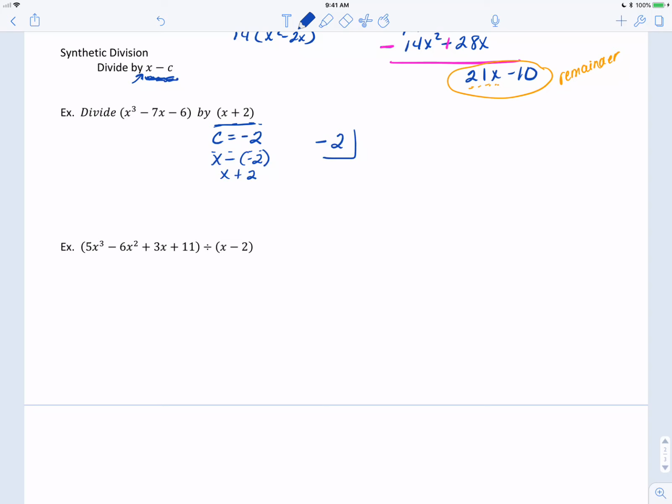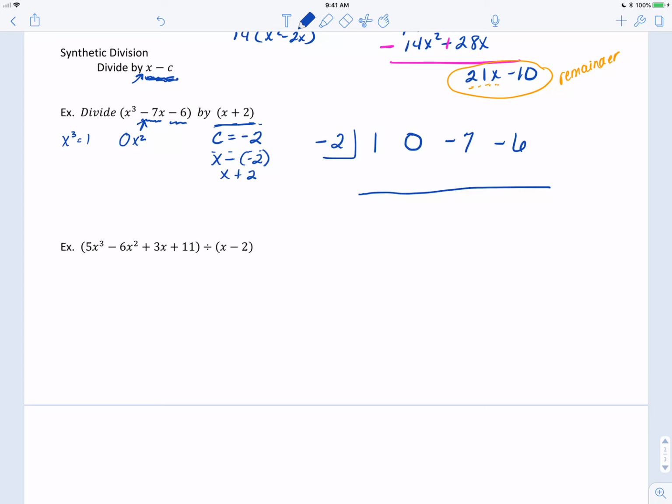Then the only thing we're going to do is list the coefficients. So notice we're also missing an x squared here. So the coefficient in front of my x cubed is a 1. The coefficient in front of my x squared is a 0. This coefficient is a negative 7, and then we have negative 6 here. So we're just going to list all those. So 1 for the x cubed, 0 for that x squared, negative 7 for the x, and negative 6 for our constant. And that's all we're going to do. We don't care about those x's yet, okay?